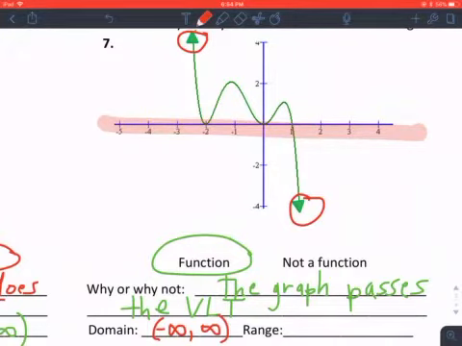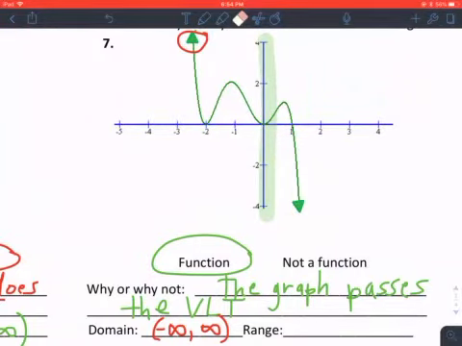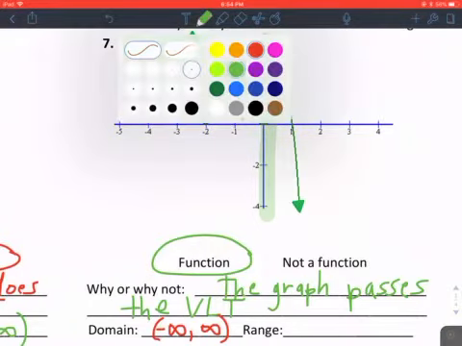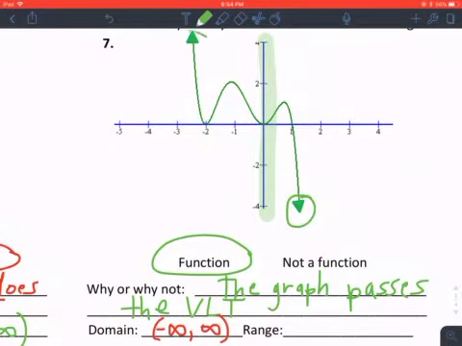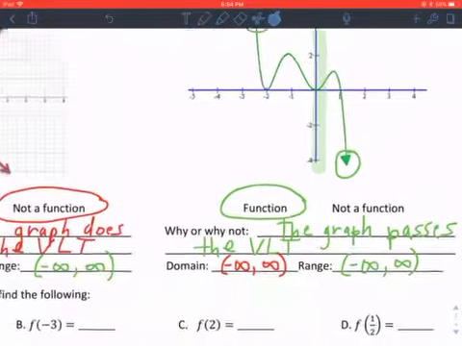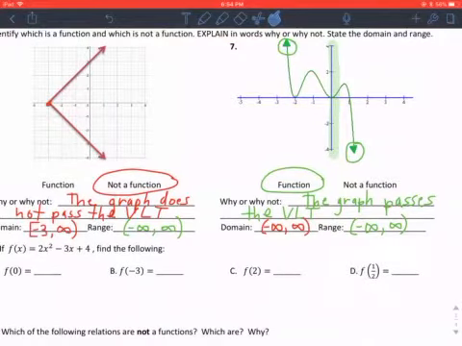And same thing with the range here. If I look at this graph, it goes down forever. And now I'm thinking about y's. So this graph goes down forever and up forever. So I'm going to start at -infinity and go to positive infinity. Notice with my domain and range on both these examples, the smaller value is always the first number, and the larger number is always the second value.